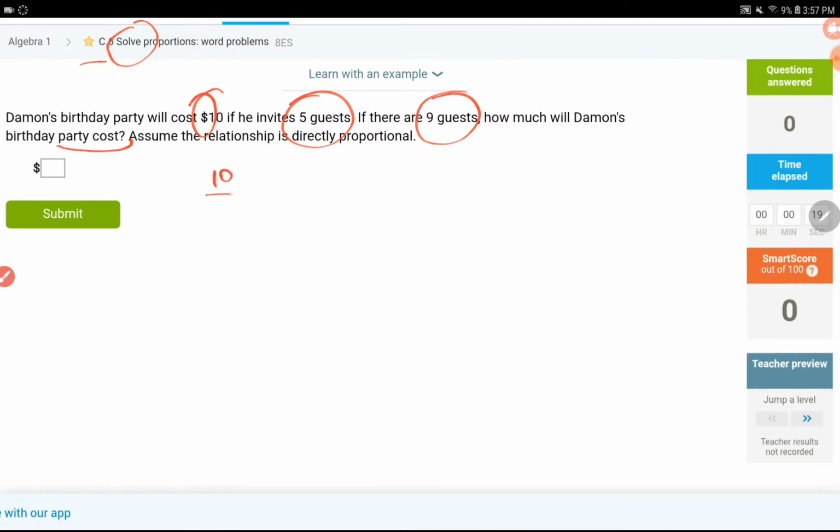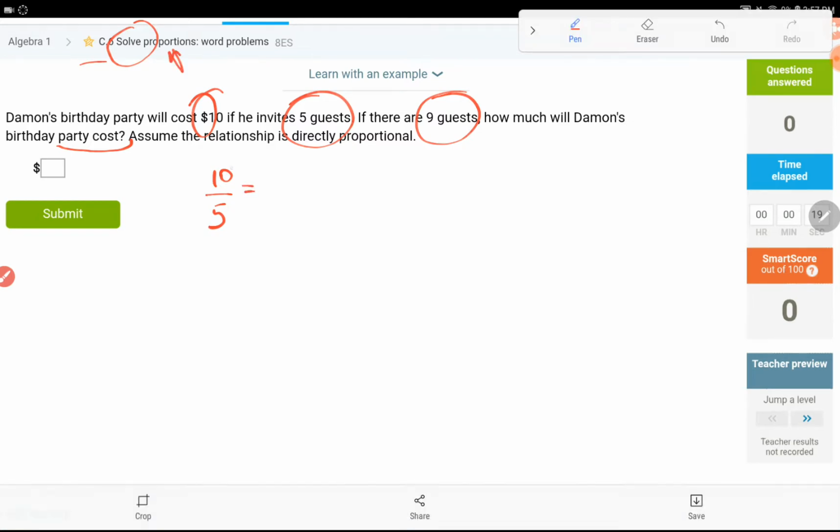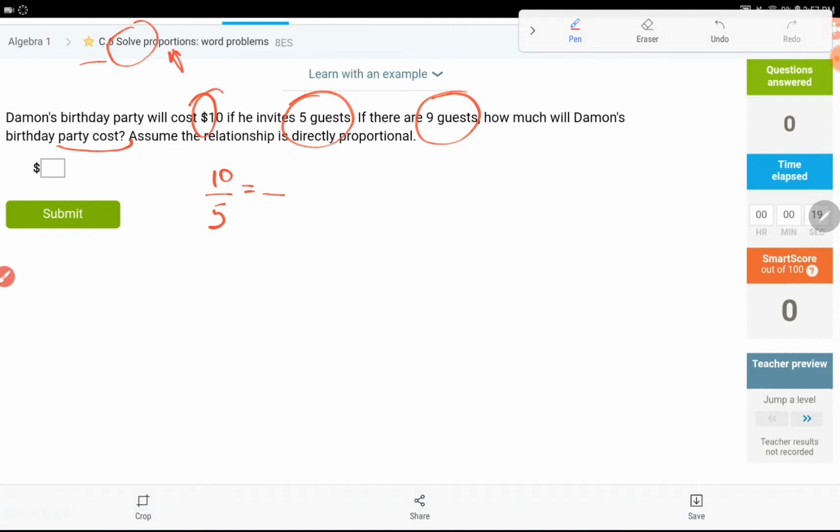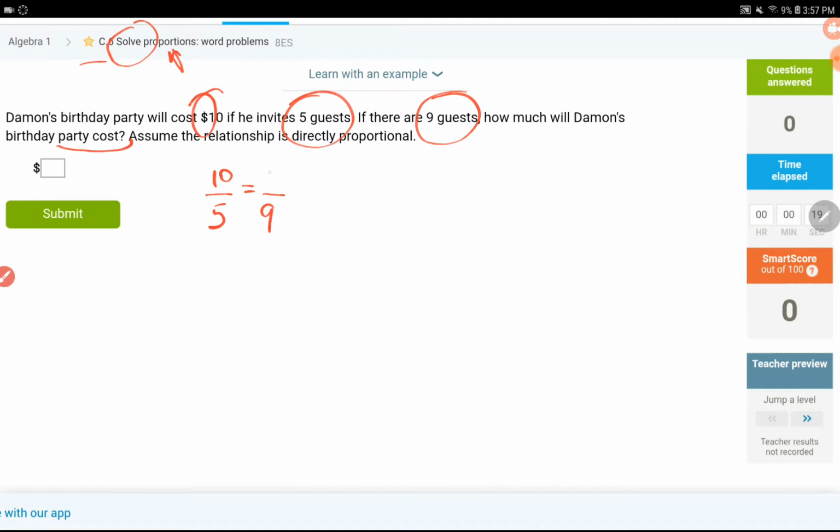$10 by 5 guests and set it up equal to, because I'm trying to come up with a proportion, which means you need a ratio on one side, like 10/5, and then you need another ratio on the other side. That becomes a proportion. We have 9 guests. Guest goes in the denominator. We are gonna figure out how many dollars we need.